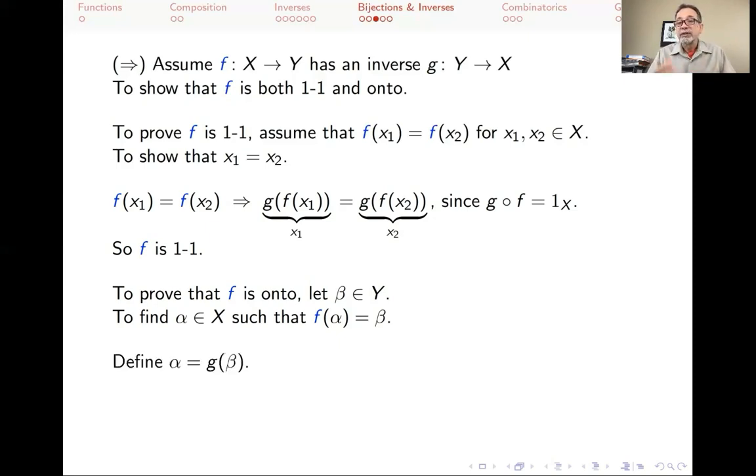And in this case, we define alpha to be g of beta. Beta is in y. We're looking for its pre-image, what goes to it. So we take beta and apply g to it. We can do that because beta is in y. And g of beta is in x. And that's going to be the alpha that we want.